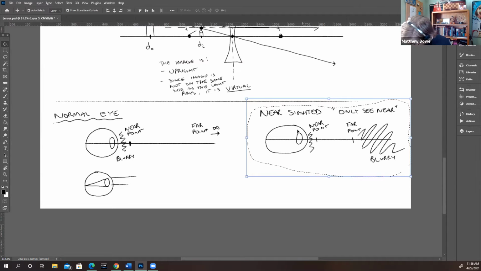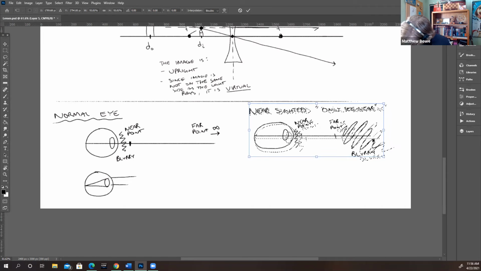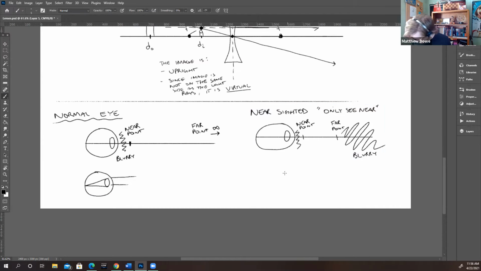Okay, let me do one more and then we'll be done. For someone with farsightedness, farsighted, they can only see far. I believe these people, again, I might be getting these mixed between the two, I believe their eyes are flat, sort of like a pancake. Make it a little bit more like that.